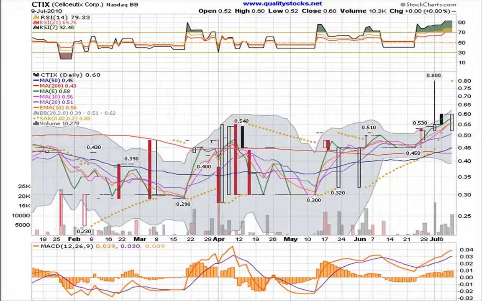Today's Monday, July 12th, 2010, and we're going to take a look at CTIX Corporation. This is a NASDAQ Bulletin Board stock trading under ticker CTIX. First thing you notice is all these no volume days, these dashed lines. For starters, people ask me all the time, how do you give analysis on charts like this? How do you look at them?